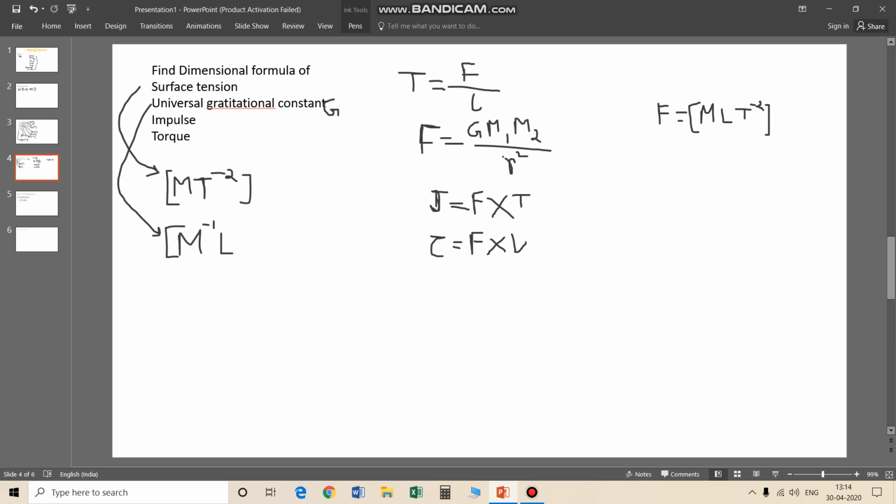Length, there is already 1 here and we are adding 2, so 3. Time will remain as it is. This is the dimension of universal gravitational constant G.